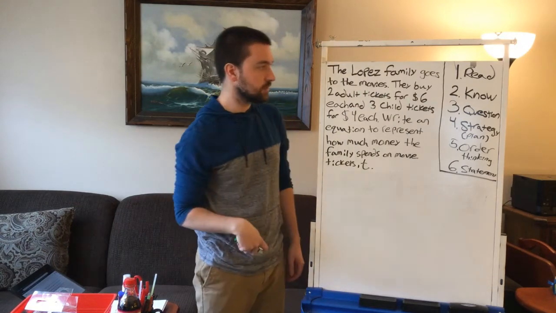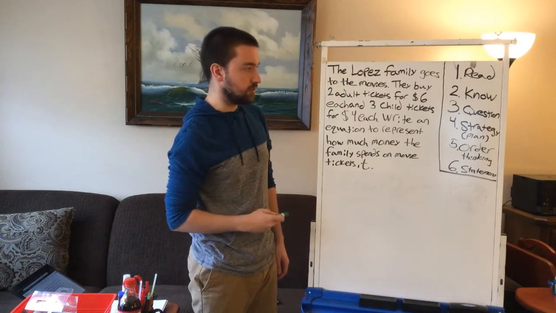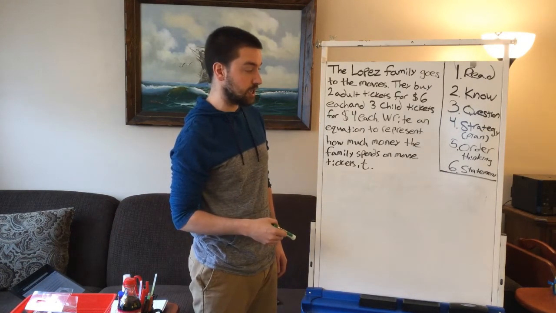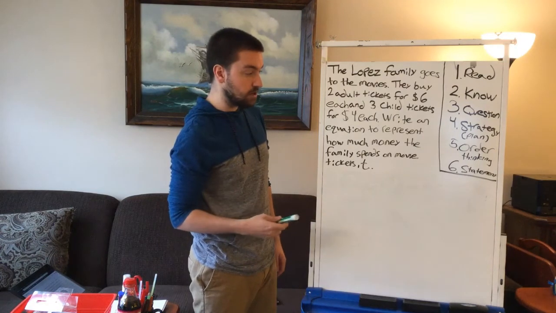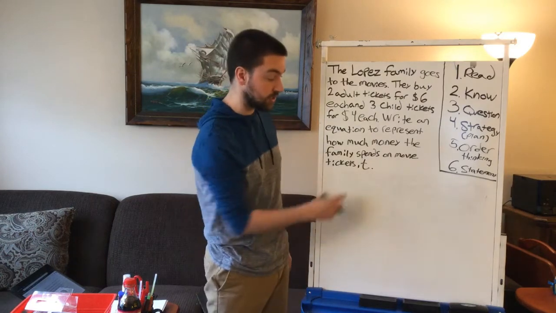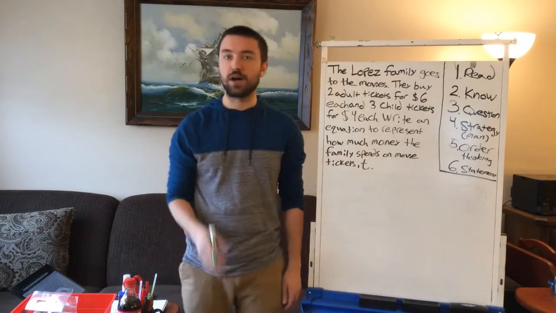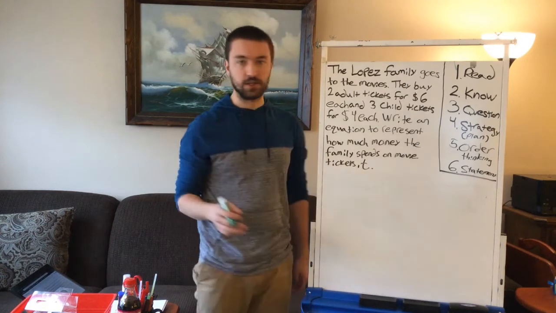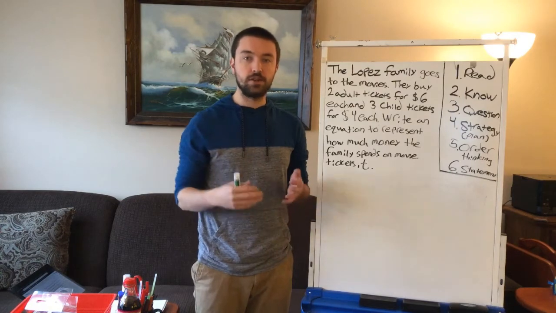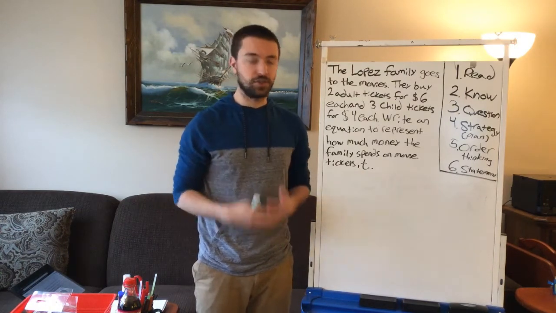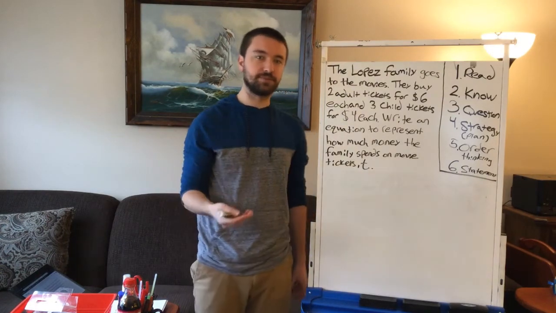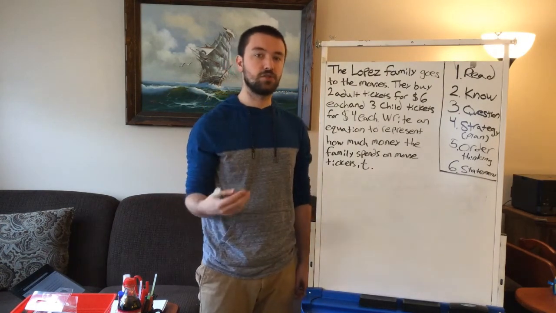So let's begin. The Lopez family goes to the movies. They buy 2 adult tickets for $6 each and 3 child tickets for $4 each. Write an equation to represent how much money the family spends on the movie tickets. Use the letter T. Now, I'm really upset that they chose the letter T here, because it's one of my rules to not use an O, a T, an L when doing math, because they look like other things. The T looks like a plus, the O looks like a 0, the L looks like a 1. So these are things we try to avoid.